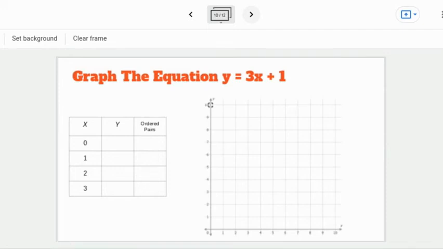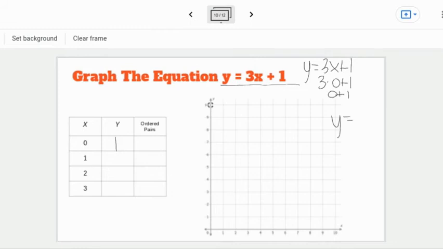Okay, guys, let's go over this one. So this time our equation is y equals 3x plus 1. So same process. You put in a 0. 3 times 0 plus 1. Well, 3 times 0, order of operations, right? Multiplication comes before addition. 0, 0 plus 1 is 1.